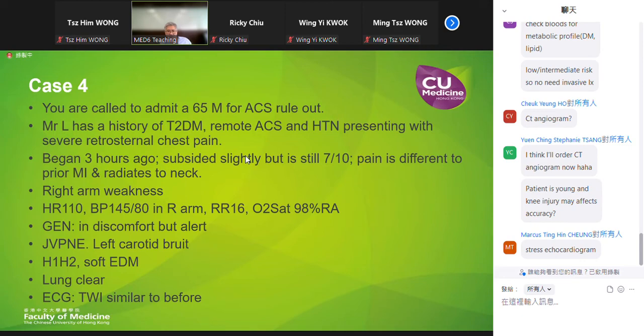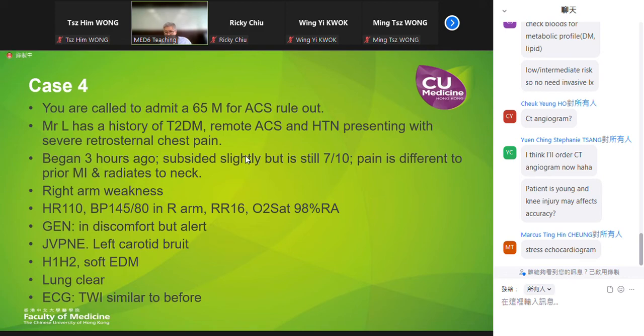It seems new. Heart rate is a bit fast, but pressure is quite normal, slightly high in the right arm. Heart rate and O2 seem to be okay. It has a left carotid bruit and an early diastolic murmur, lungs clear. It has T-wave inversion similar to before. So what are you thinking now?